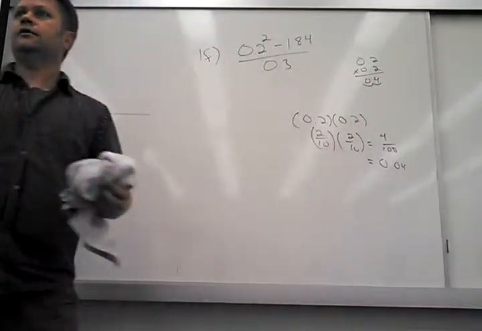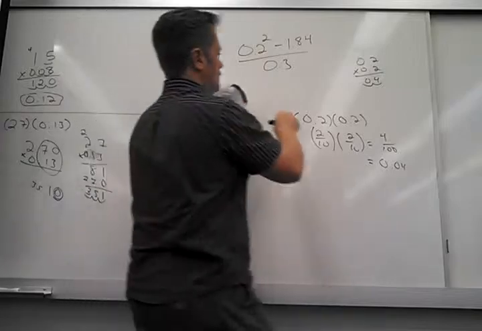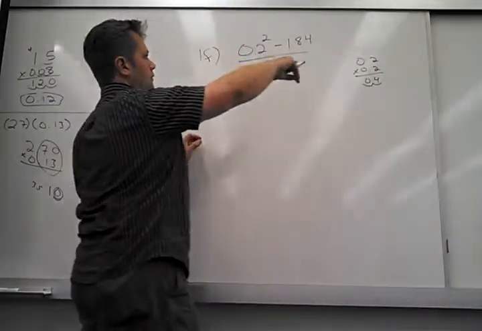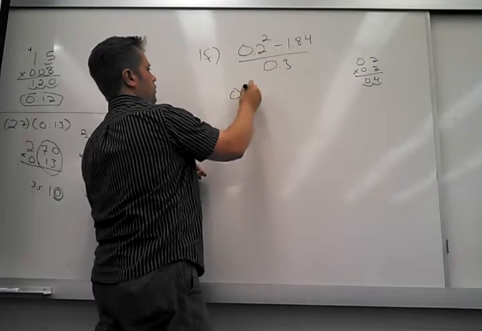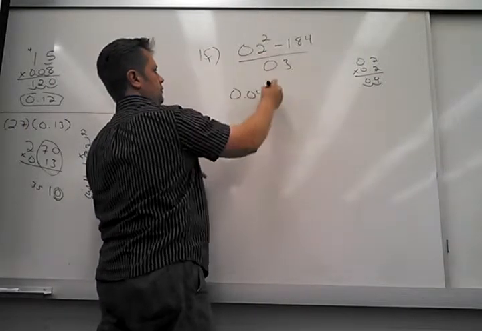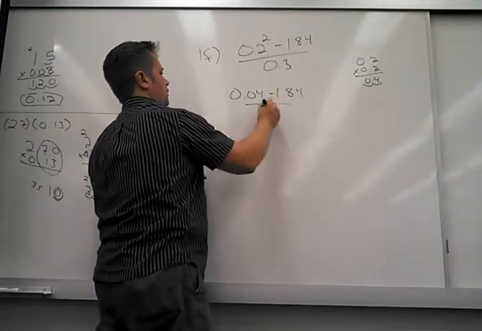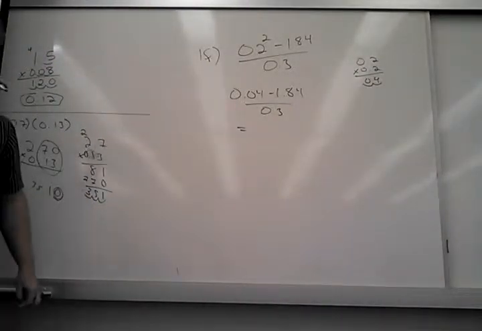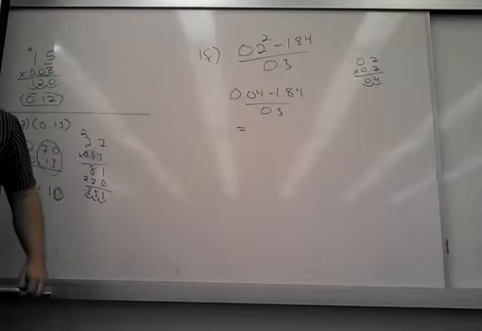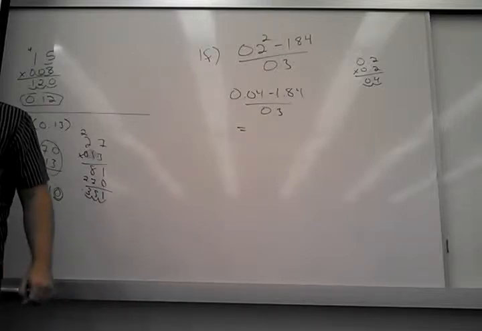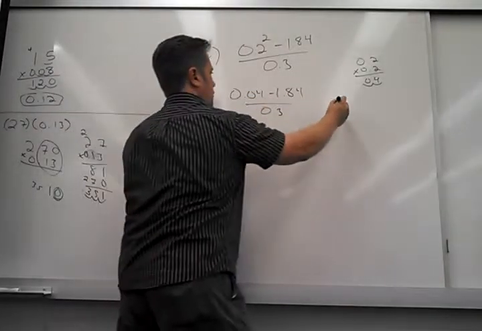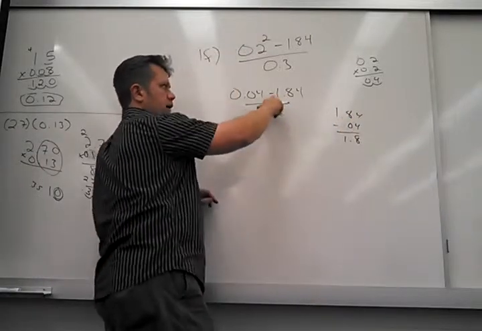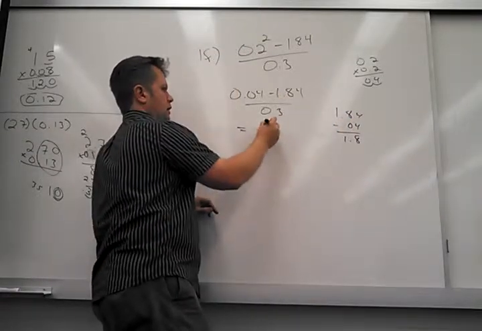Okay, keep going. Let's finish this one out. So you got 0.04 there, that's what that is. So it's going to be 1.8. Good, because this would be 1.84 minus 0.04, 1.8, but the bigger one's negative. So the top will be negative 1.8.